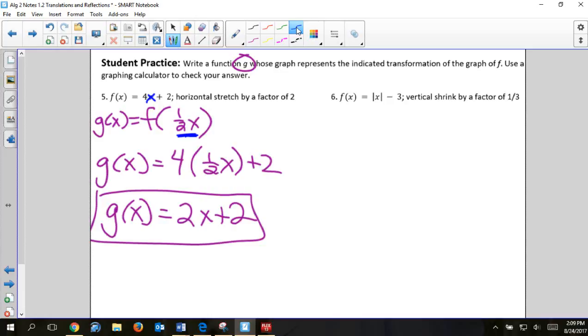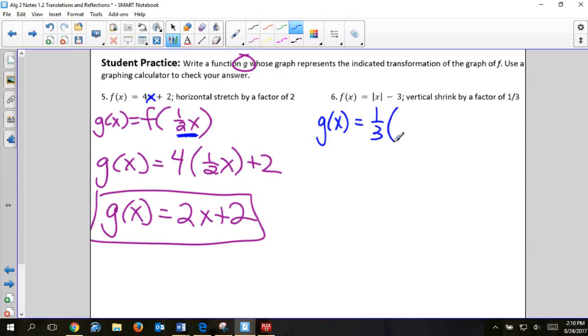Number 6, f of x equals absolute value of x minus 3. And then we have a vertical shrink by a factor of 1/3. So vertical shrink. What do we know about anything vertical? Where's it go? Outside of the parentheses. So I'm going to have some parentheses. It's going to go outside. If it's vertical, do I need to change 1/3? No. Vertical, you never have to change it. It's just the way it is.